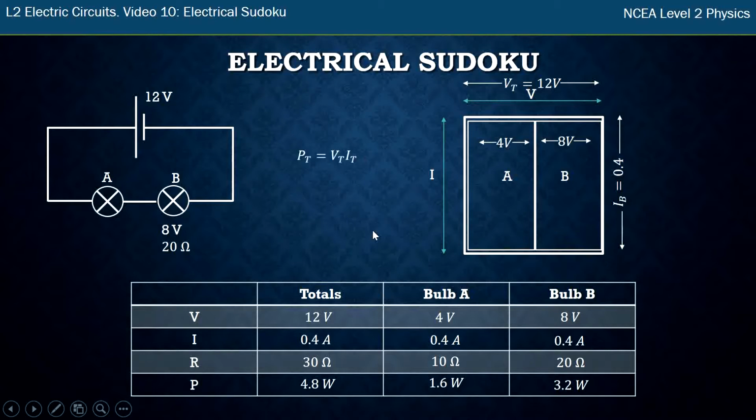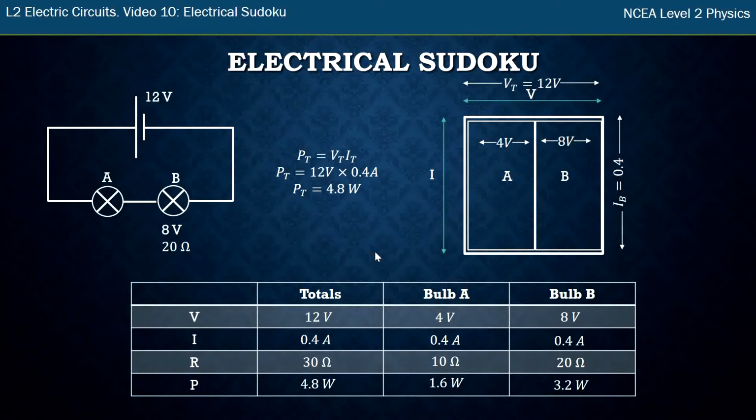So I'm going to say P equals VI, and this time I'm using the totals column. My total is 12 volts, my total amps is 0.4. Multiply those together, it still gives me the same answer. So just like in Sudoku, where you can check your rows and columns, make sure it all works out, you can do the same thing in this.